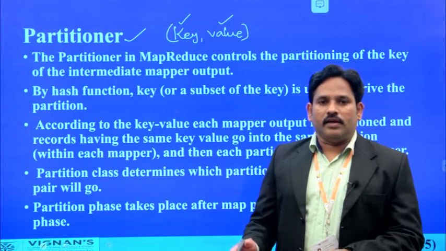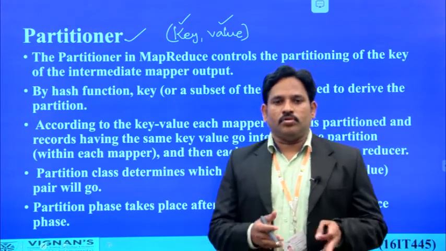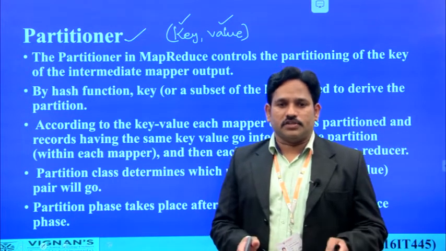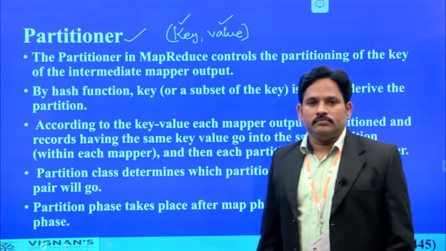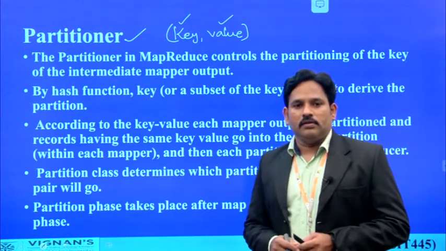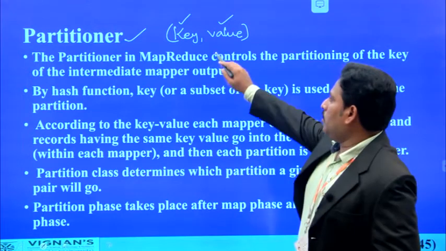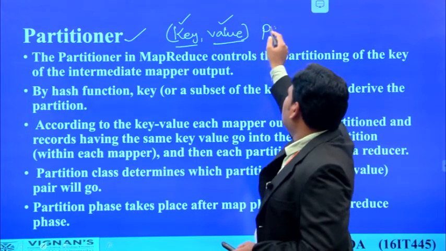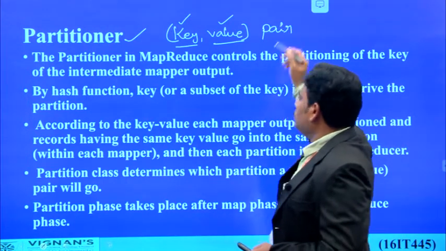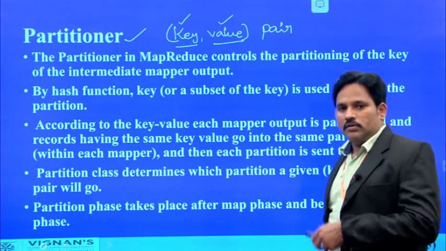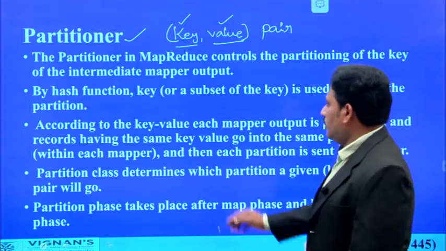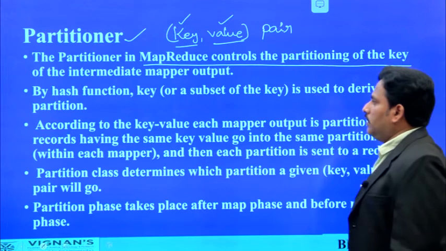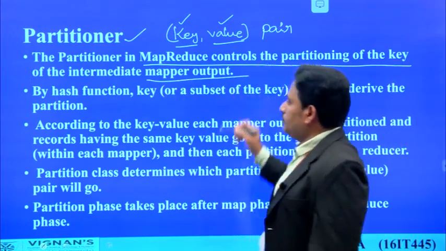That means, when we are getting a large stream of data as an input to the map reduce, it starts partitioning data into smaller chunks. While doing the partitioning, each and every data chunk is represented with a pair of two values, which we call a key value pair. Now, this key value pair is going to be used in further processing activities. So, the partitioner in map reduce controls the partitioning of the key of the intermediate mapper output.